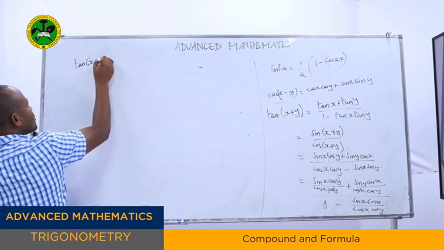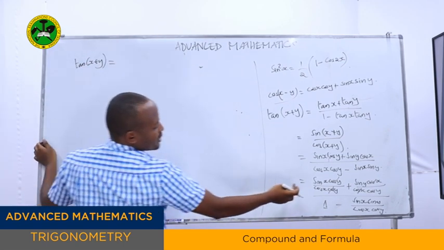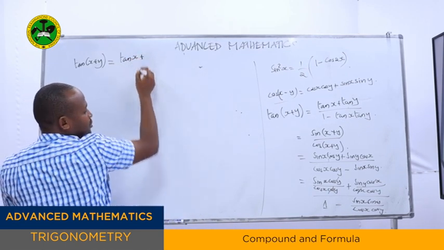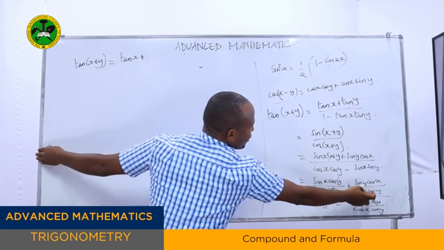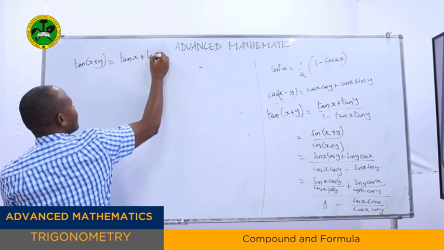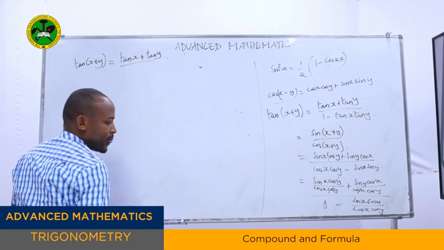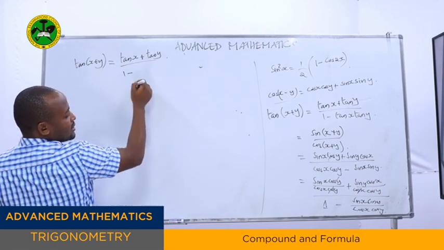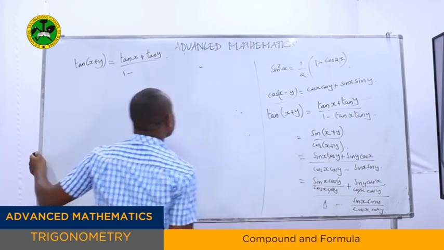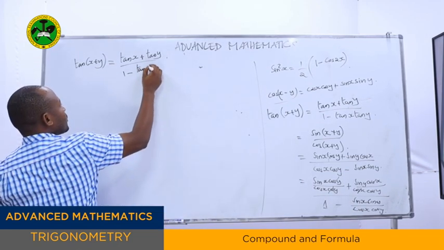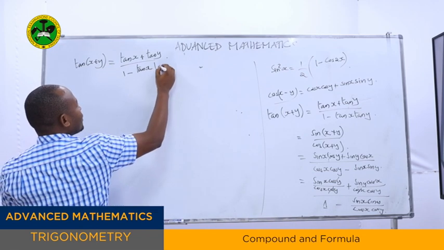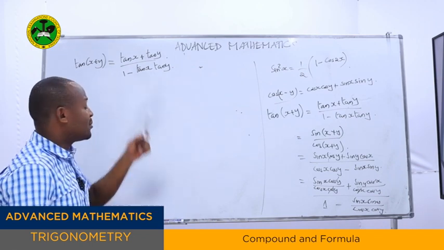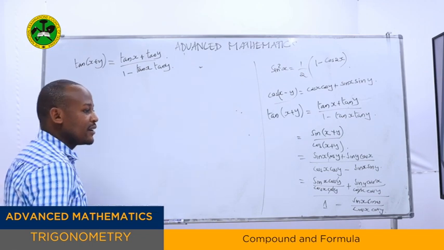tan(x + y) equals what? Sine over cos is equal to tan x plus sin y over cos y, that means tan y. And there is 1 minus, we have sin x over cos x, that is tan x, and then we have tan y. That is a very simple identity to prove. So you can be asked to prove that, and it's very simple.